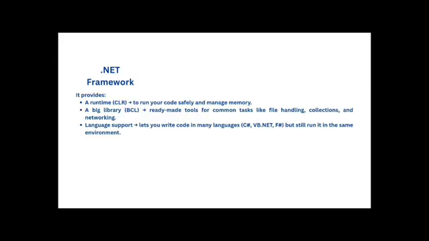Got it? Now we take a look at what .NET provides us. So .NET provides us CLR, with the help of which we run our code safely and manage the memory, and BCL, which is the Base Class Library, like ready-made tools for common tasks like exception handling, collections, networking, etc. And .NET framework supports multiple languages like C#, VB.NET, F#. We write code in many languages but still run in the same environment. So we no need to use a different environment for different code, different language.